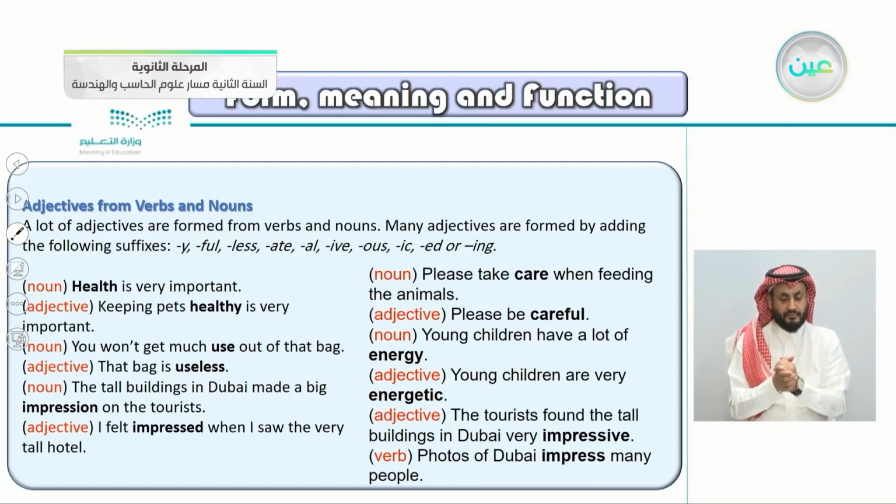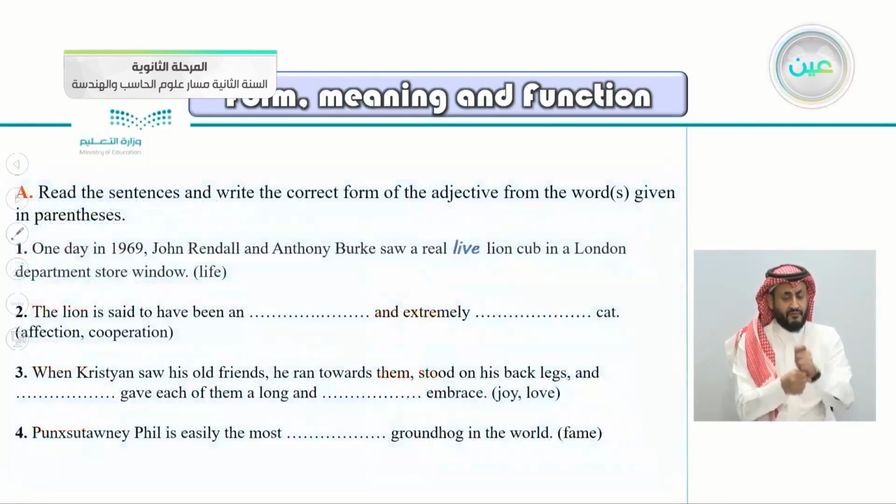He is very energetic. Or you can say, of course, here, the tourists found the tall building in Dubai very impressive. If you want to say here, impressed or impressive, of course. And the verb here is impress. So the verb impress, the adjective is impressive. So you can change verbs or nouns to adjectives, of course.